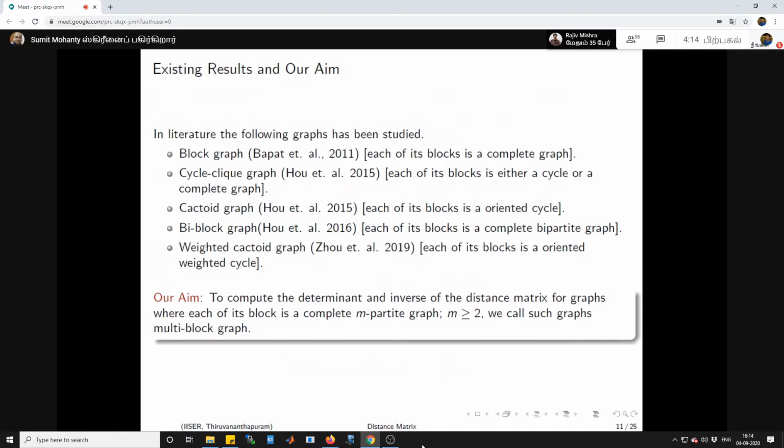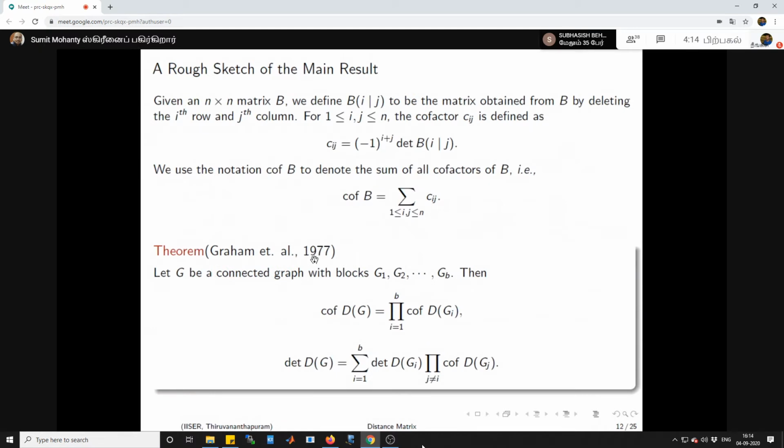As I mentioned in the case of a tree, the problem has two parts. One is to compute the determinant, the second is to compute the inverse. So let us look at the determinant part. In fact, in 1977, before proving the inverse for trees also, Graham proved this result. He gave a formula for the determinant of a connected graph with blocks G1 to Gb, this many blocks.